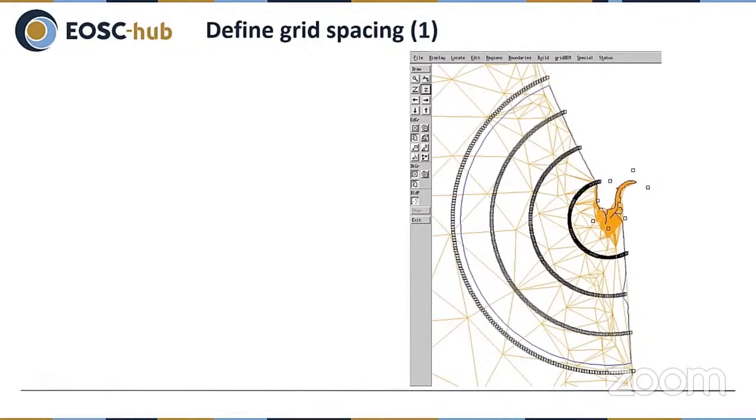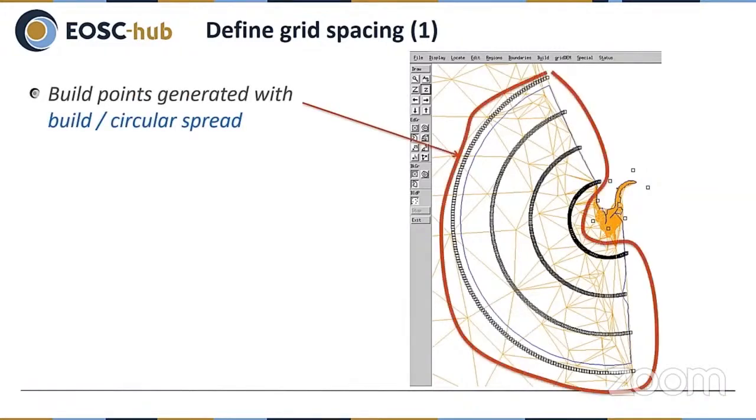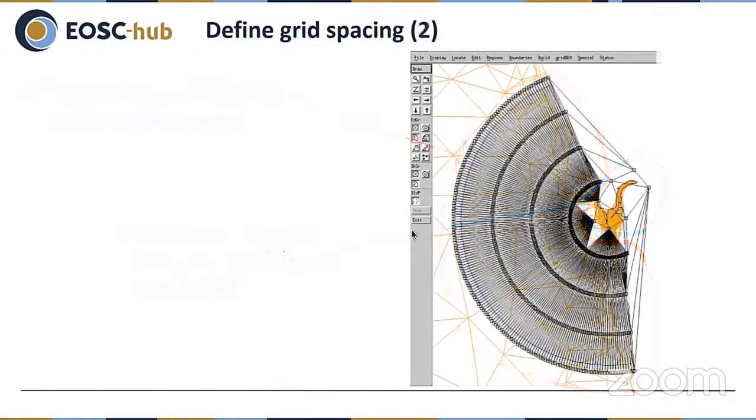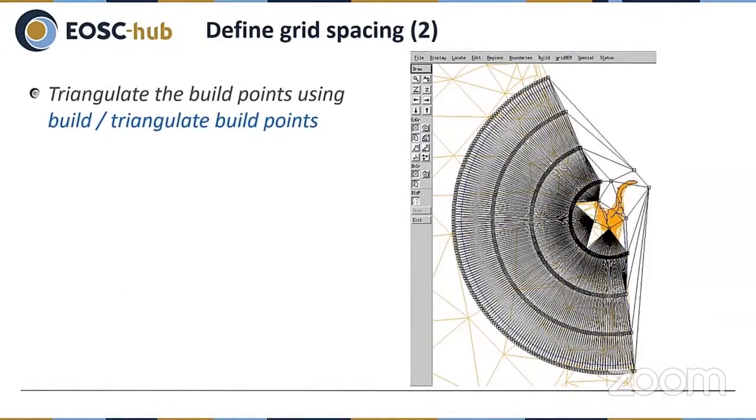So the first thing I'm going to start to do is generate a bunch of build points that you see here in order to define a spatially varying grid spacing. I do this by first generating these concentric build points using build circular spread, and then I put the other points by hand using place build points. Now once I have those points, I can triangulate them using triangulate build points, and I get an auxiliary grid. Note that this grid is by no means the grid that you want to generate. It's simply an auxiliary grid that we're going to use to define the grid spacing that we want.